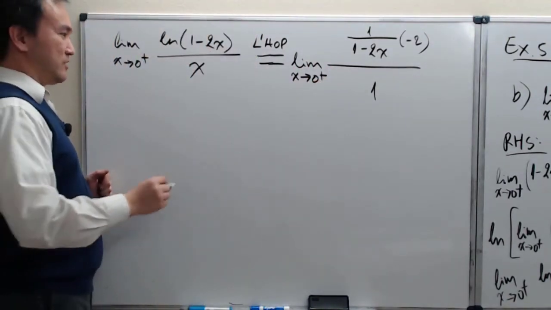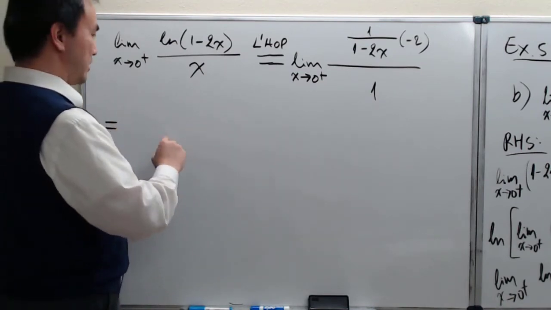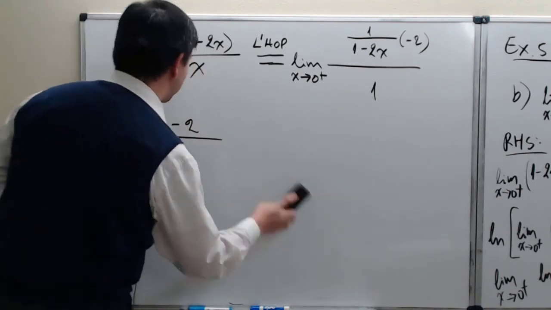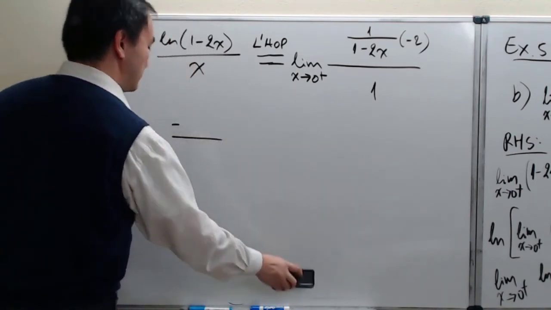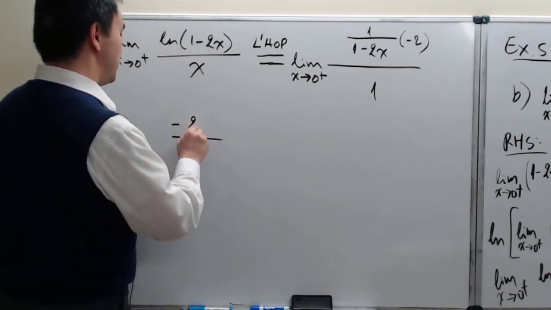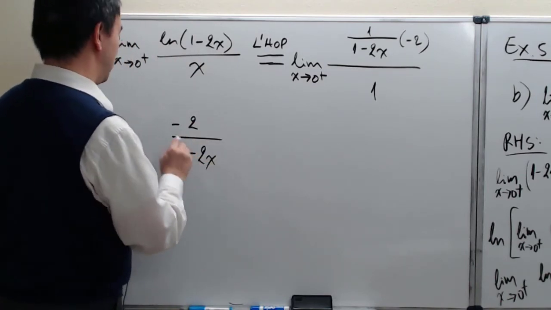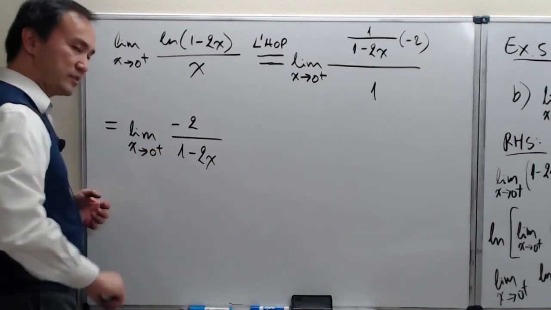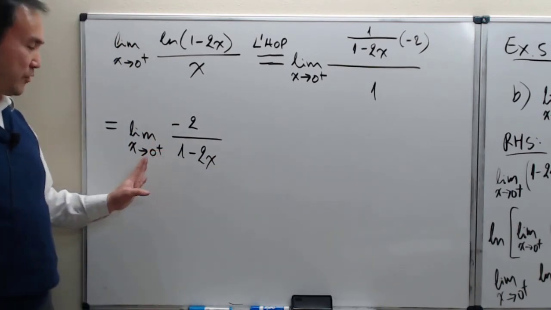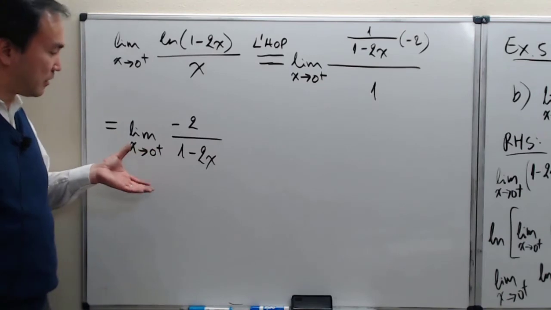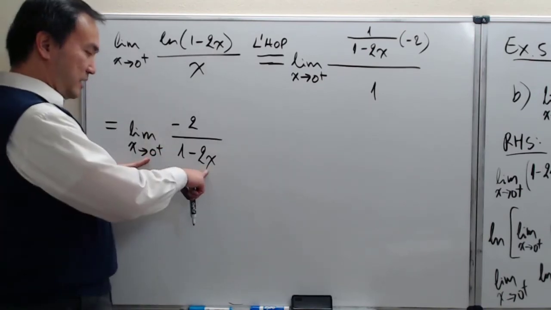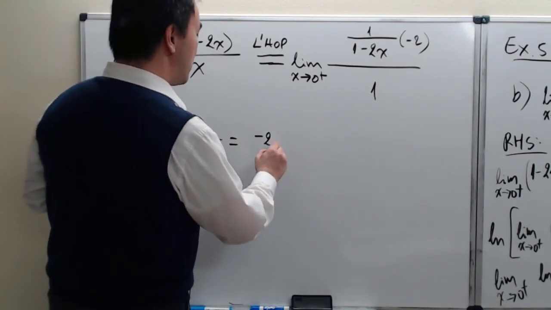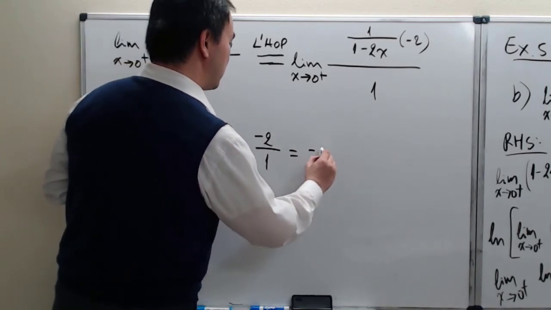Now I can rewrite all that as one fraction: minus 2 over 1 minus 2x, taking the limit as x approaches 0 from the right hand side. This is simple enough to go through the basic limit laws. The term 2x in the denominator will go to 0, so we're looking at minus 2 over 1, which is negative 2.